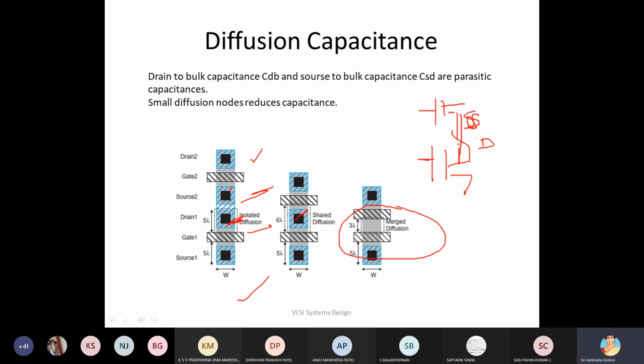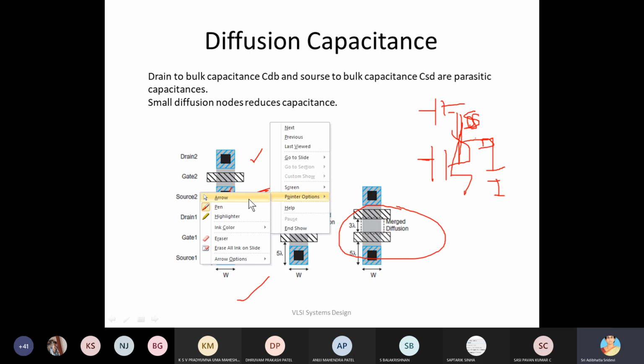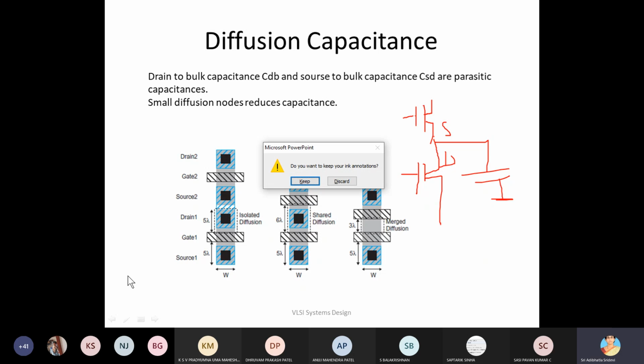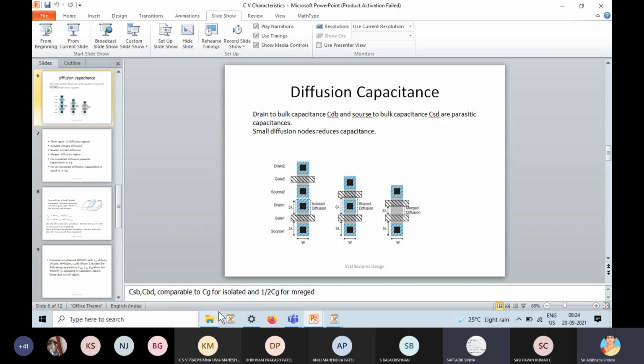We have only a single diffusion layer here, so we have only a single capacitance, not two. The source capacitance of the top and the drain capacitance of the bottom are not two capacitances; we have a single capacitance. That's what we said: this type of contact will give you less capacitance. This source and this drain will have a single capacitance. You get my point?